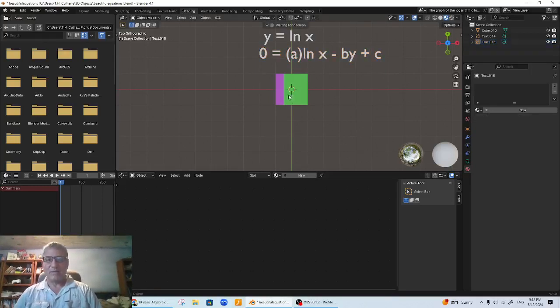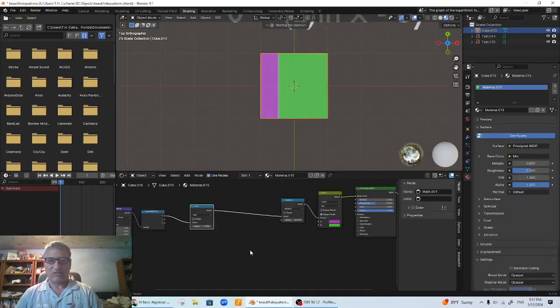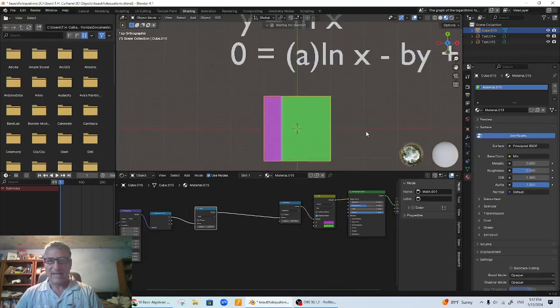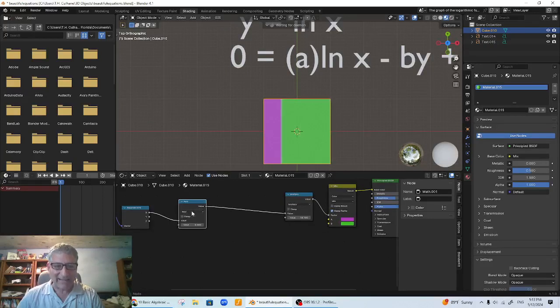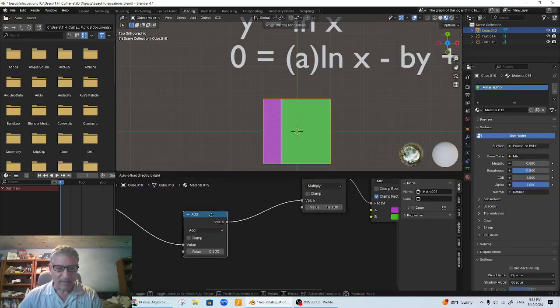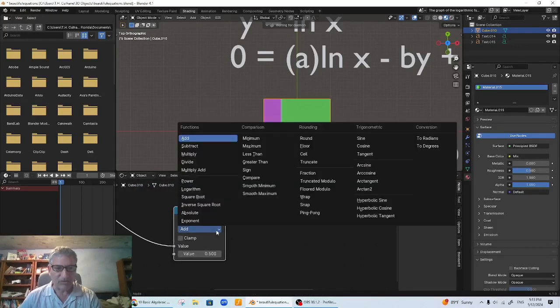Now that we have that, we go back to our cube and we have to mimic that. So the first thing in the PEMDAS rule is ln x. So x is coming in, but it's not adding, it is natural log. So let's look at this and see, do they have a natural log? They have a logarithm, but there's no natural log.